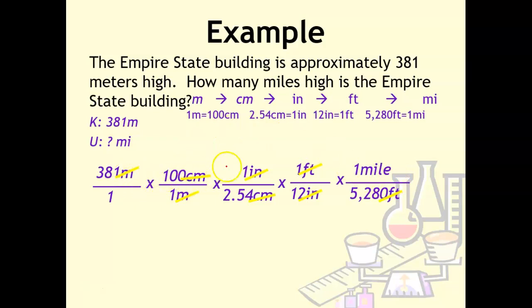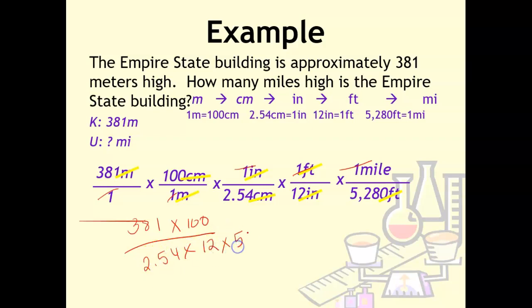Now, when you have numbers on the top, think of it like this. We're going to get rid of all these 1s because 1s multiplied by anything is still the same number, so get rid of them. That's why I keep saying get rid of your 1s. But we do have 381 times 100 over 2.54 times 12 times 5,280 feet. So you multiply the top and then you multiply what's on the bottom. You end up with a fraction and you divide.